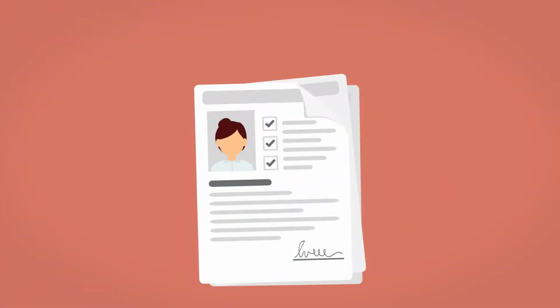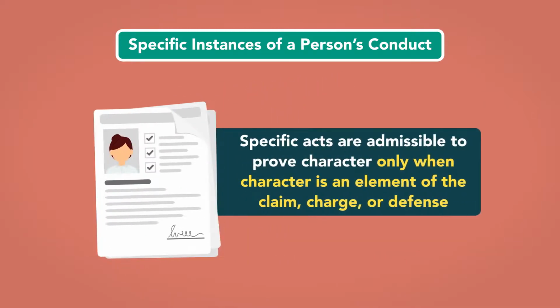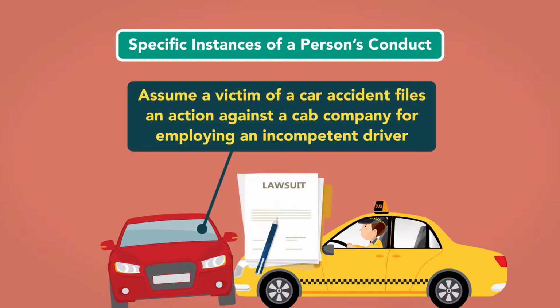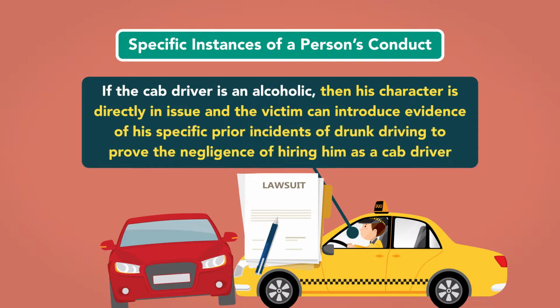Finally, let's look at proving character evidence through specific instances of a person's conduct. Specific acts are admissible to prove character only when character is an element of the claim, charge, or defense. For example, assume a victim of a car accident files an action against a cab company for employing an incompetent driver. If the cab driver is an alcoholic, then his character is directly in issue, and the victim can introduce evidence of his specific prior acts of drunk driving to prove the negligence of hiring him as a cab driver.